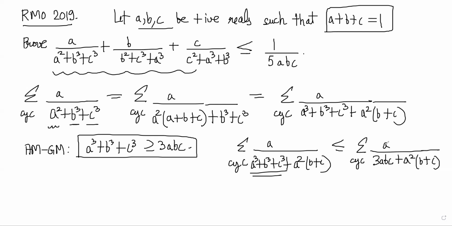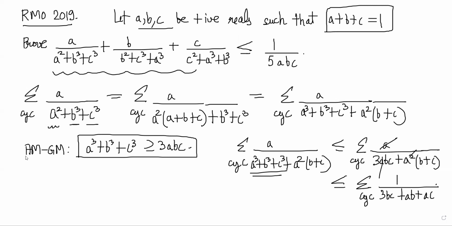Correct. And we can cancel one A off from here and from here and from here, and we get less than or equal to the cyclic sum of 1 over 3BC plus AB plus AC. This is what we are getting right now, right? Okay. Now, let's do it in the next screen.